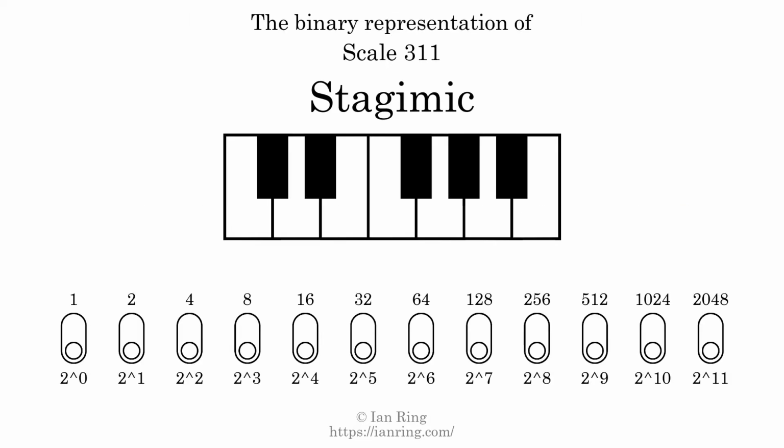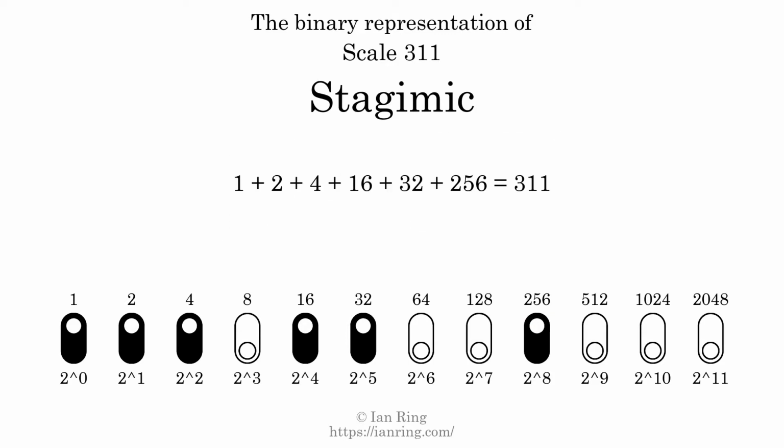The binary representation of this scale is determined by mapping tones of the scale to binary digits. Each binary digit represents a power of 2. To get the scale number, we add the powers of 2 together. The powers of 2 that are present in the scale, all added together, equals 311. That is why the scale number, in decimal, is 311.